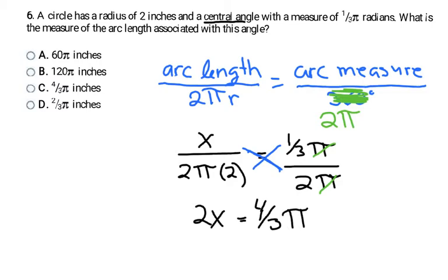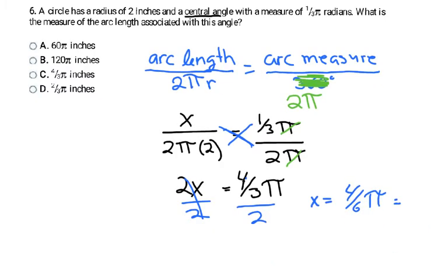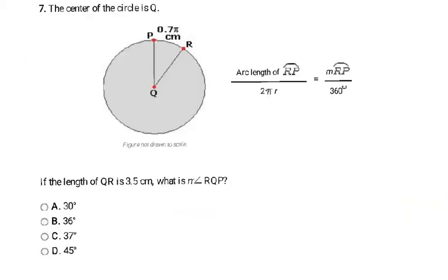And then my last step is to divide both sides by 2. And these cancel. And 4/3 divided by 2 is 4/6 pi. However, that can simplify by dividing the 4 and 6 by 2 and gives me 2/3 pi, which is my answer in letter D.